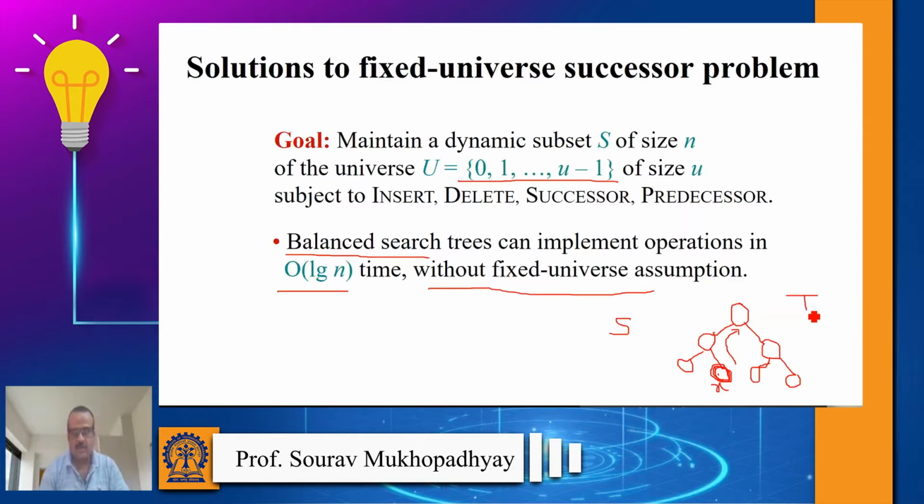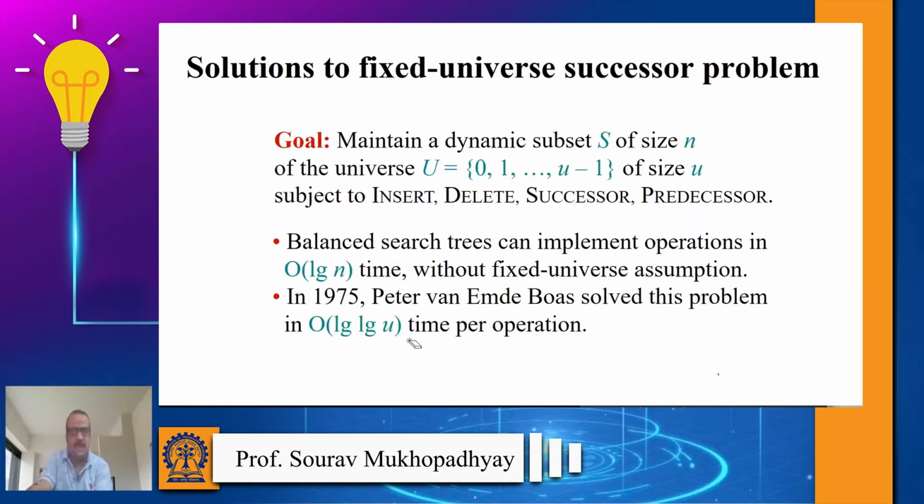We want to do it in log log u time. This is quite a bit faster than log n, right? That data structure was proposed by Peter van Emde Boas, the van Emde Boas data structure. It is very old, but it is a very cool data structure. We'll learn that. We'll basically use a lot of augmentation in here. So this is our goal.